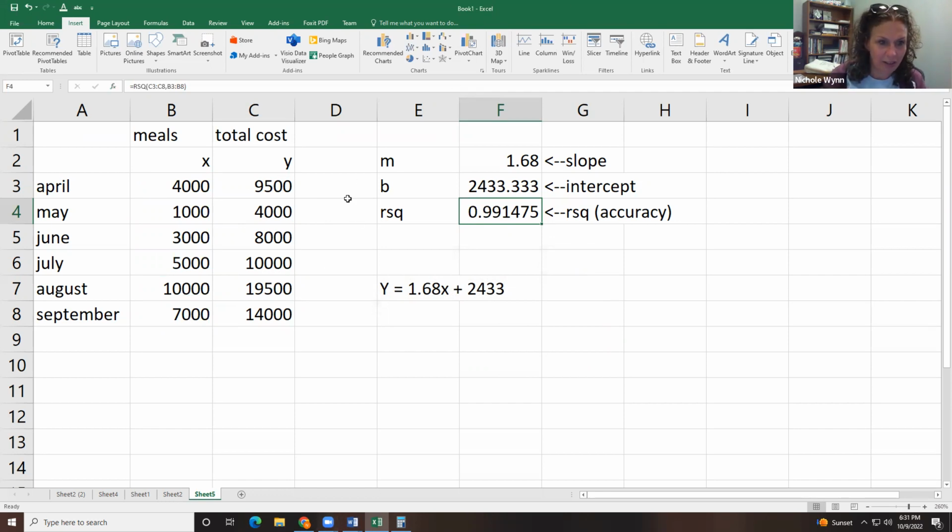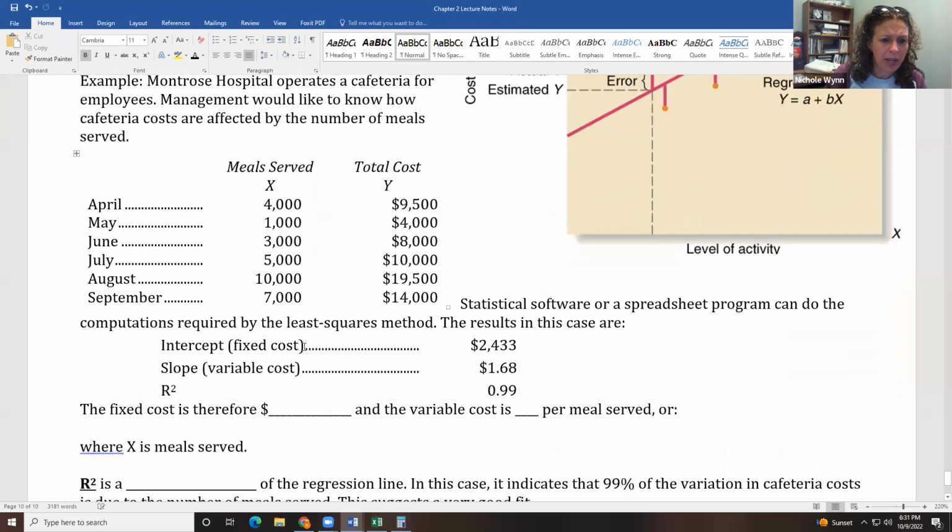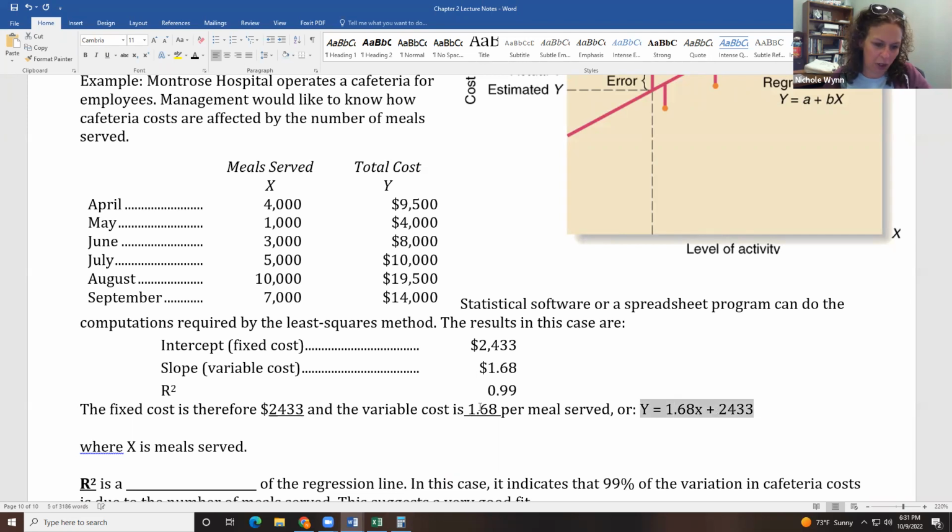So that is how you do regression, and this is the best method you can possibly do. So let's come over here. I went ahead and showed you the intercept, the slope, and the R squared. The fixed cost is 2433. By the way, you guys will do that for homework a couple times just for fun. And it's $1.68 per meal served. So $1.68 per meal served, 2433 in fixed cost, or the cost equation would be y equals 1.68x plus 2433. This is just so you have something written in your notes, so you kind of know how we did that.